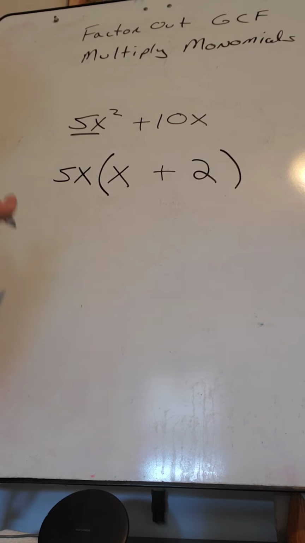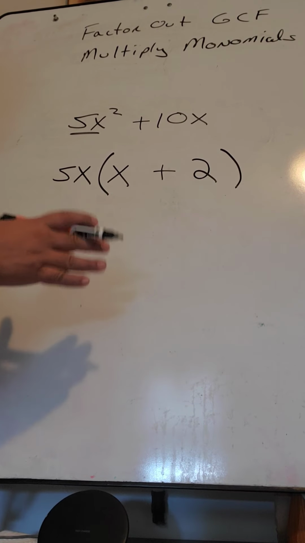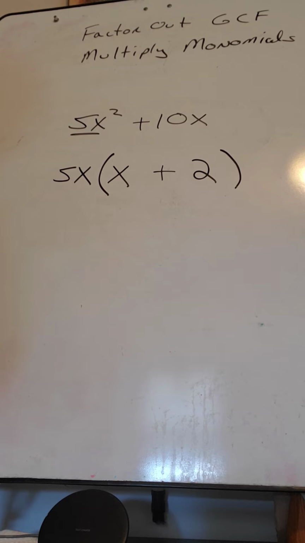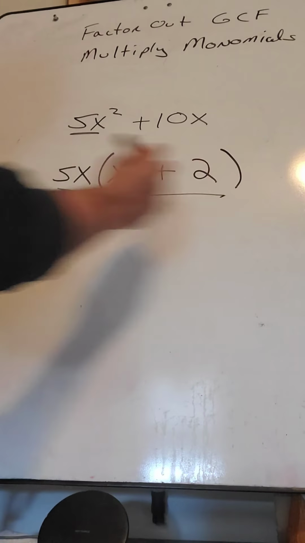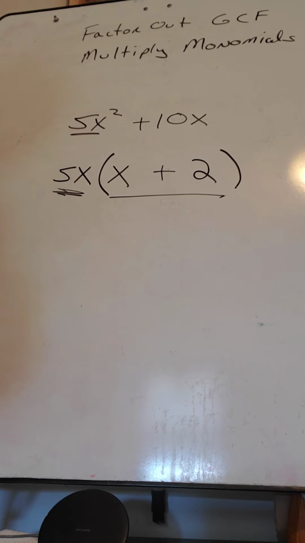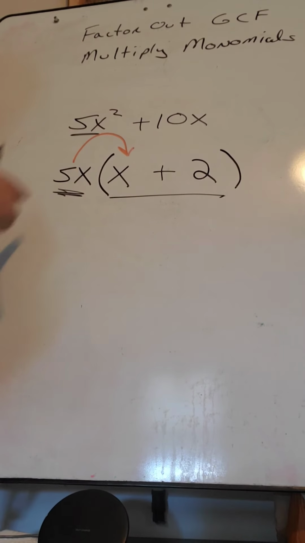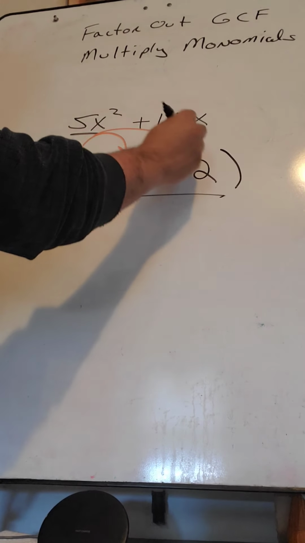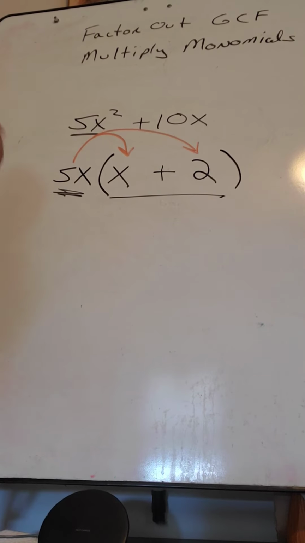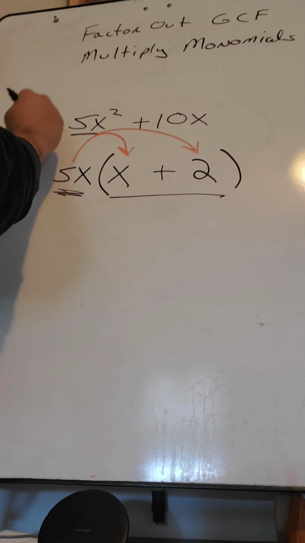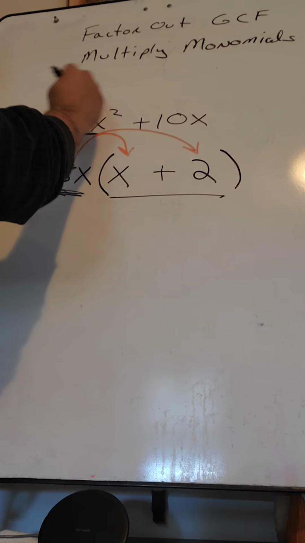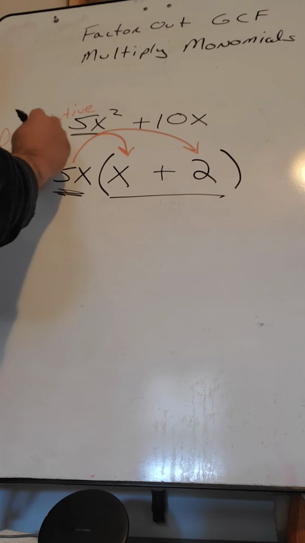So now what we're going to do is figure out, did we do this correctly? Did we factor out the correct GCF? And in order to do that, we have to multiply this term with what's going on in here. That's why we needed to know how to multiply monomials yesterday. So what we're going to do here is something called the distributive property. We're going to distribute this term to every single term inside of the parentheses.